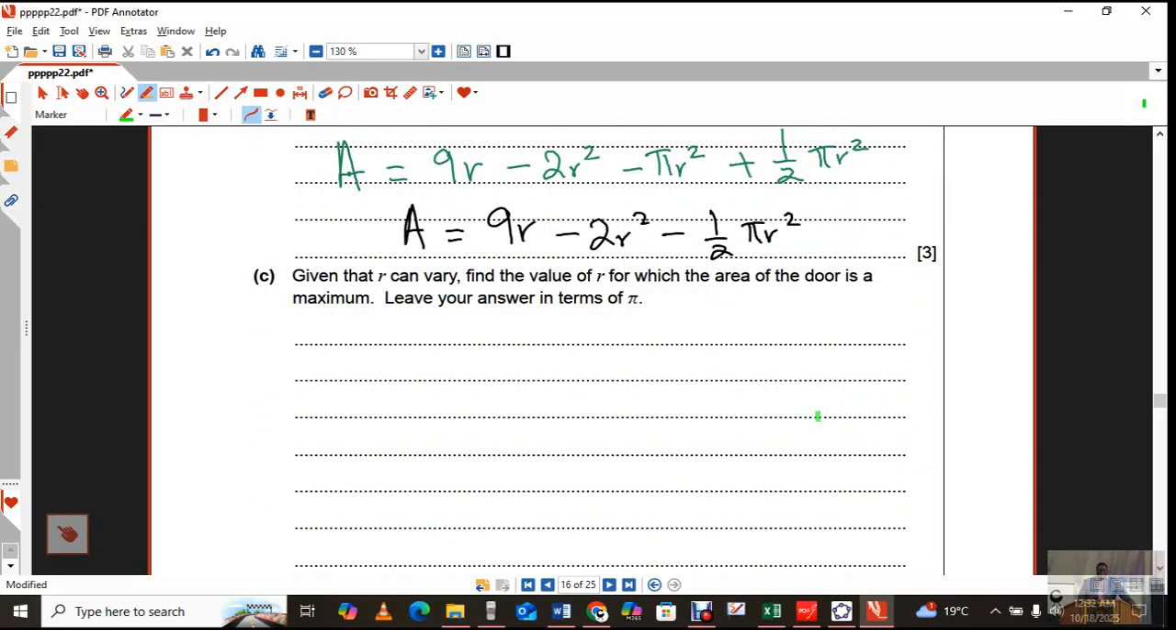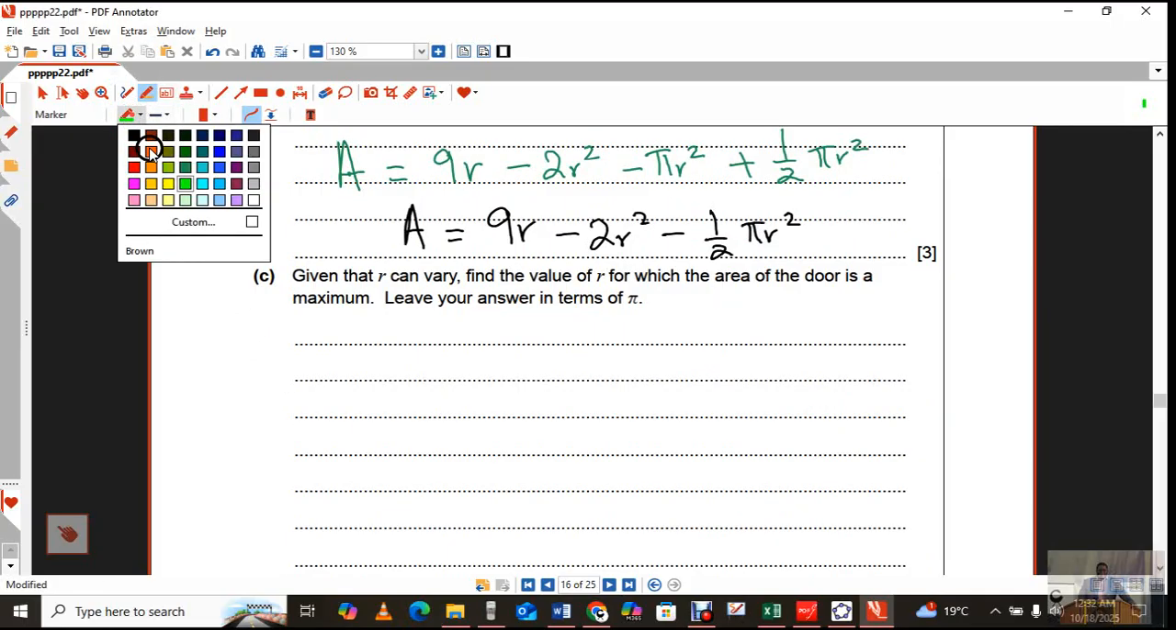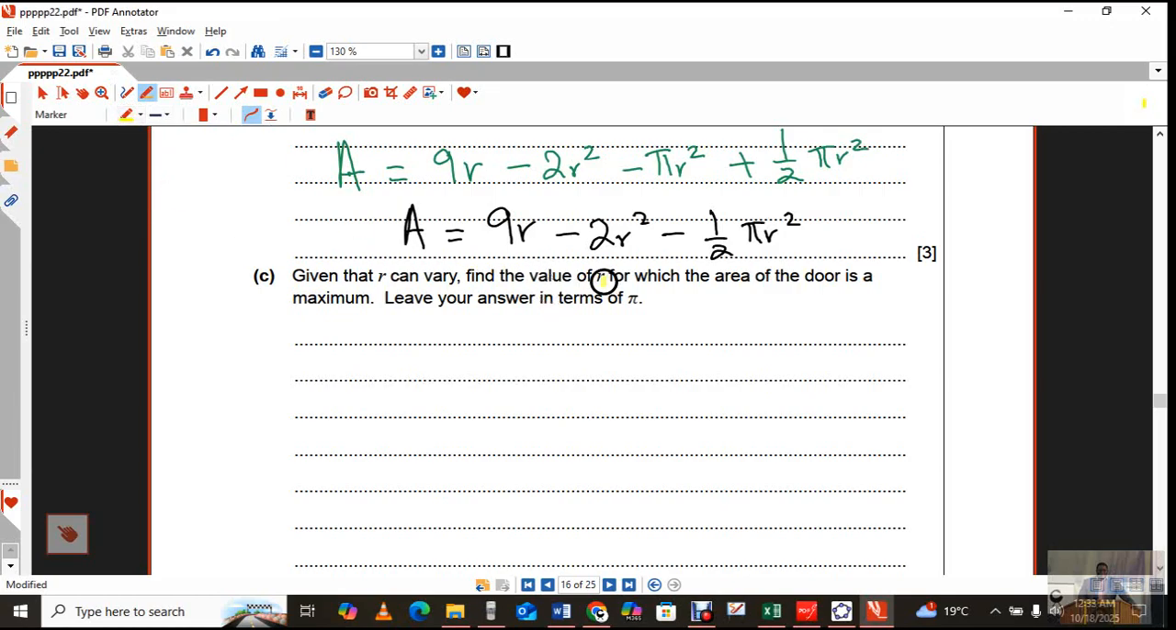So they are saying, given that r can vary, find the value of r for which the area of the door is a maximum. This happens when dy dx is equal to 0. But we are not working in terms of dy dx. We are using dy dr equal to 0 because the formula for the area is in terms of r. So we are going to do the gradient. So that means dy dr, 9r is just going to be 9, the derivative of 9r.